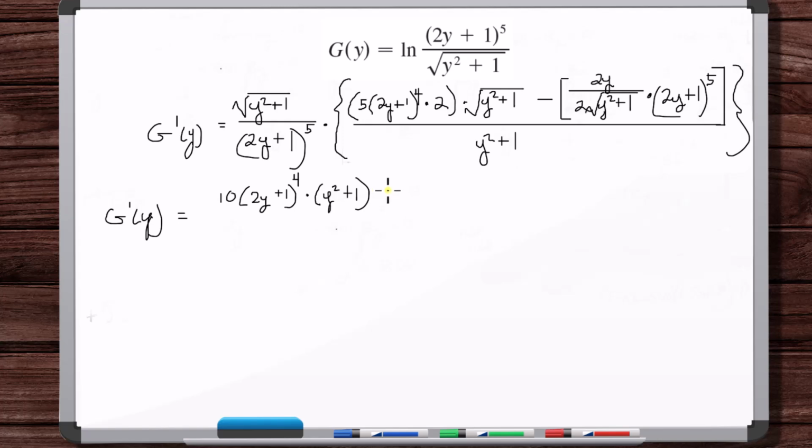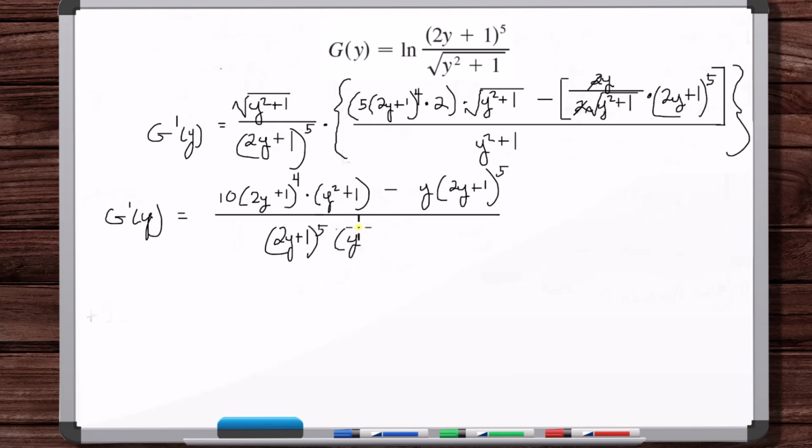Okay. Minus, now these, the square root of y squared plus 1's cancel here. These cancel. So this is just minus y (2y plus 1) to the 5th. Okay? And then we've got (2y plus 1) to the 5th times y squared plus 1.